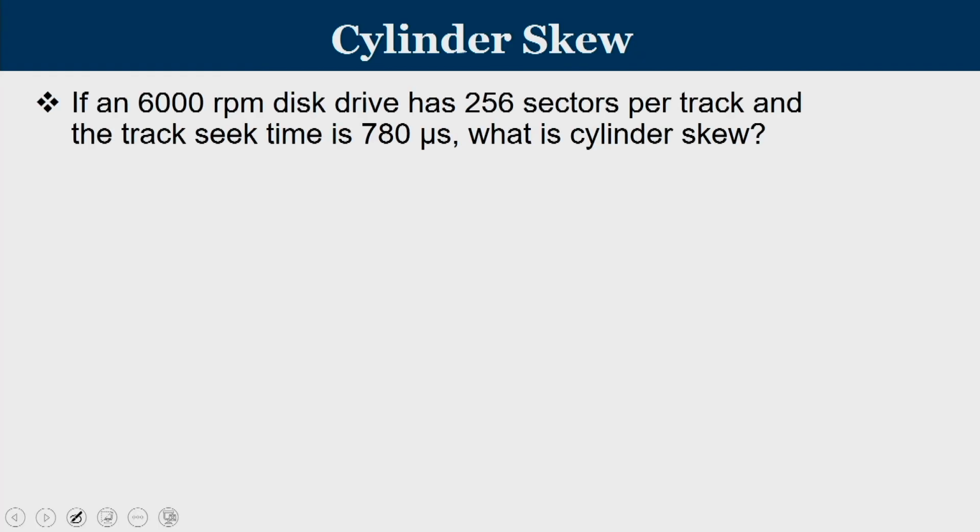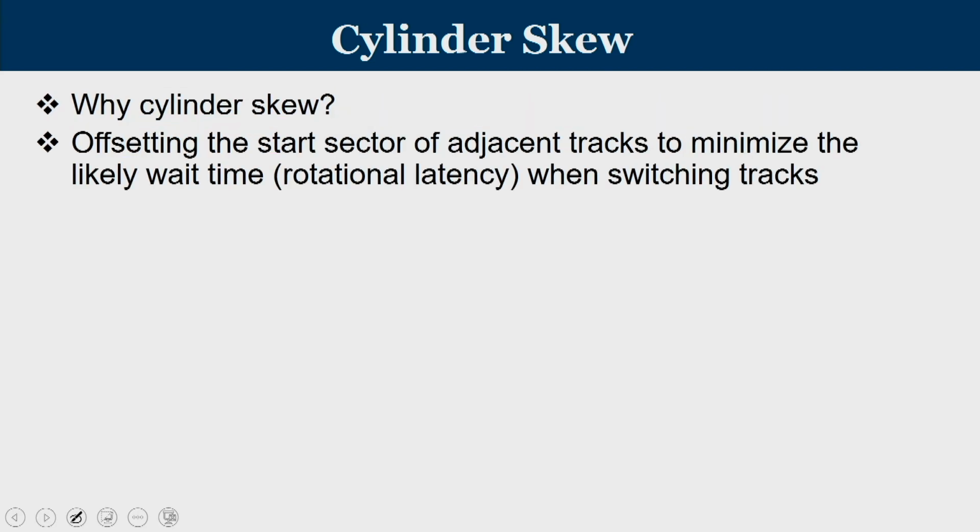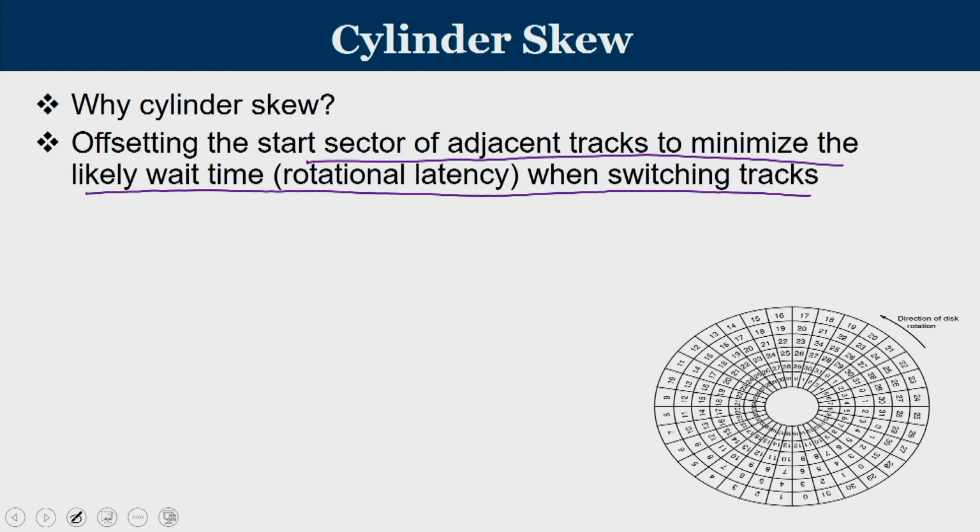This is a question with respect to cylinder skew. If a 6000 RPM disk has 256 sectors per track and the track seek time is 780 microseconds, what is the cylinder skew? So what is basically cylinder skew? Offsetting the start sector of an adjacent track to minimize the likely waiting time when you switch over to the next track. So this is the cylinder. Let us say you can see that here we have 1, that is sector number 1 of a track.